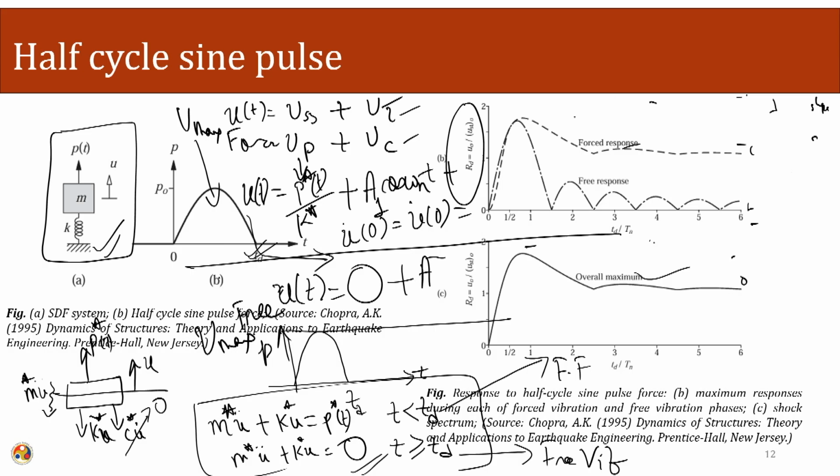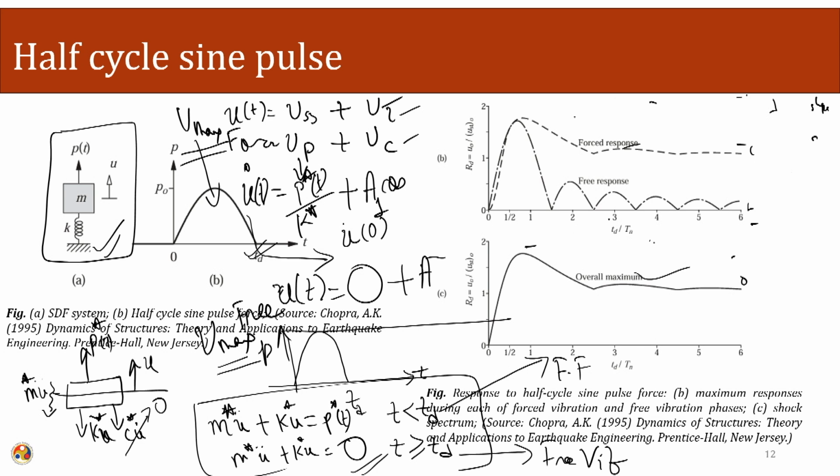How we calculate it is that we differentiate and equate it with 0, and whatever time we get we put back here and we get the U max. Similarly we do it for the U max for the free vibration phase. So here what we are showing is, depending upon the different ratio of time of loading Td and the natural period of the system, we have calculated the maxima response of the system during the free response phase and during the forced response phase.